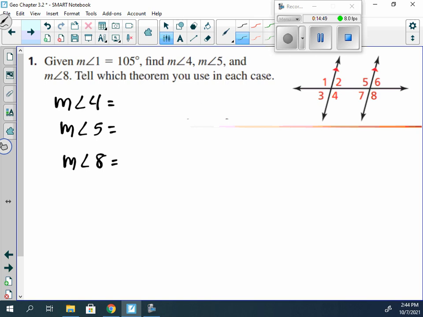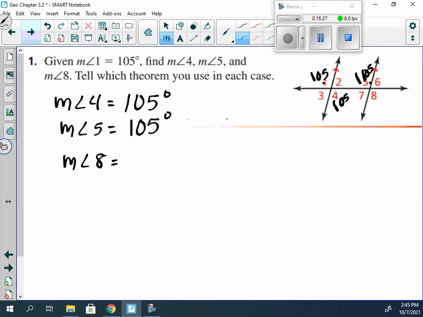So we're told that the measure of angle 1 is 105. What's the measure of angle 4? Because they are vertical. What about the measure of angle 5? No, because 1 and 5 are corresponding. 4 and 5 are alternate interior angles, but 1 and 5 are corresponding.